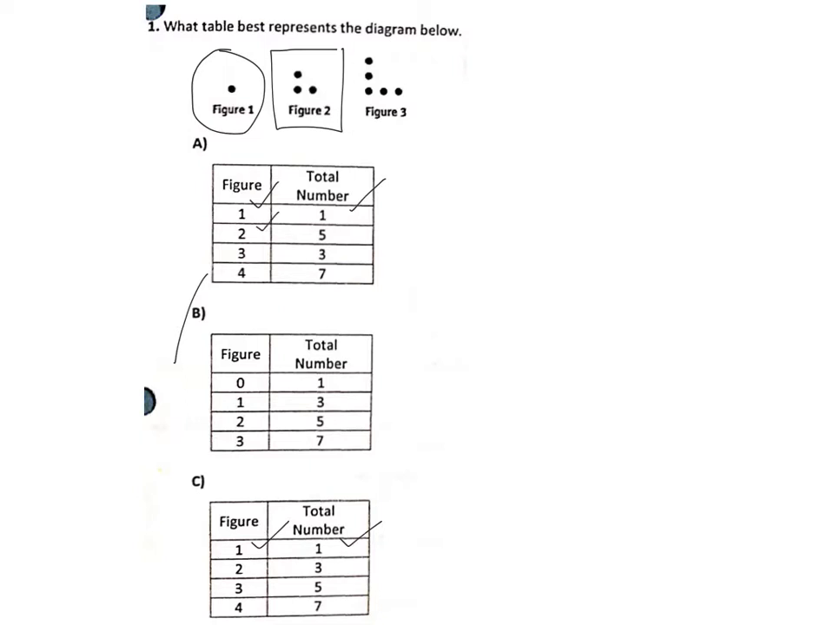Choice A says figure 2 has 5 dots, so that makes that incorrect. And choice C says figure 2 has 3 dots. Checking the next one, figure 3 does in fact have 5 dots. And figure 4, if it was there, would have 7 dots. So C is the correct answer for number 1.